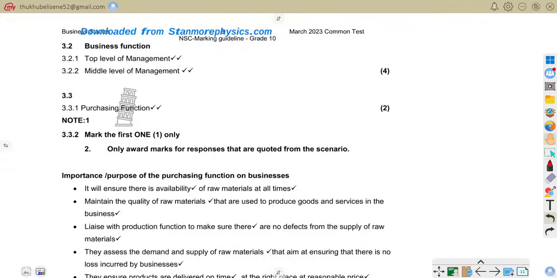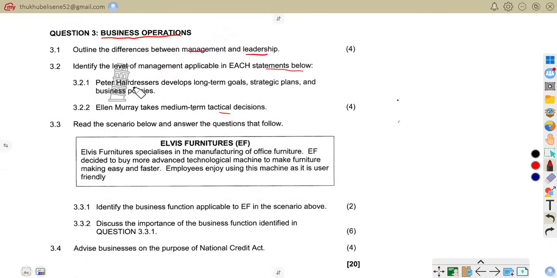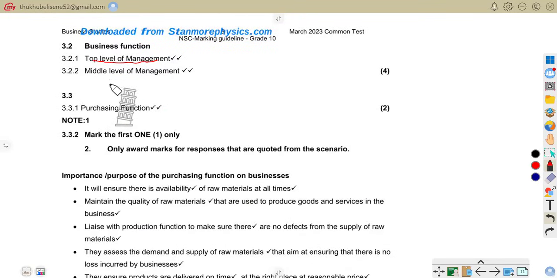Here are our answers. Our answer is top level management, because we are told that the hairdressers take long-term goals. Peter develops long-term goals, strategic plans, as well as business policies. So this is top level management. But Ellen Murray takes medium-term tactical decisions. So that is middle level management. That is why we have middle level management on 3.22. So that is that.